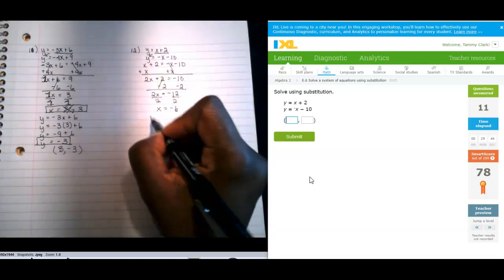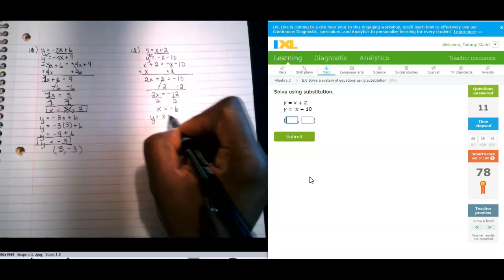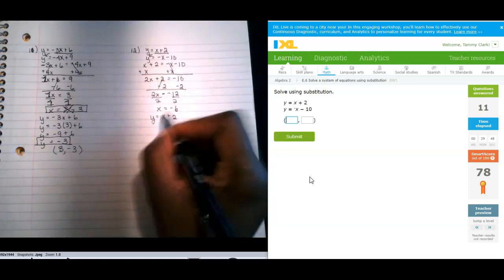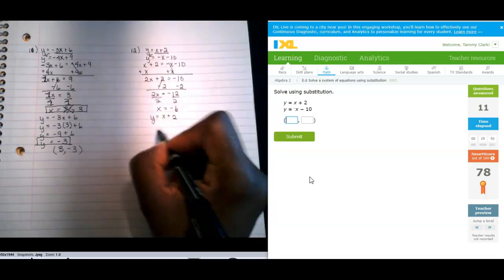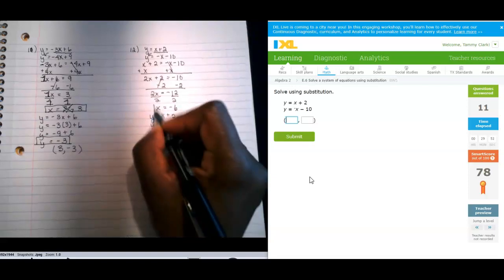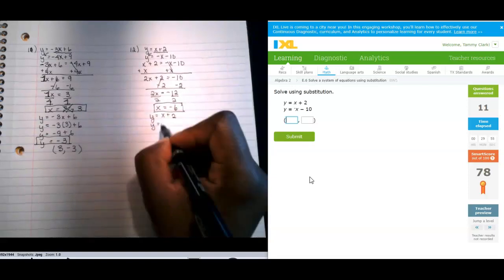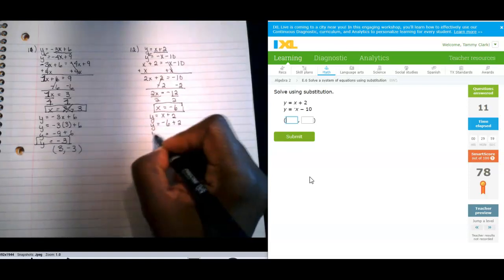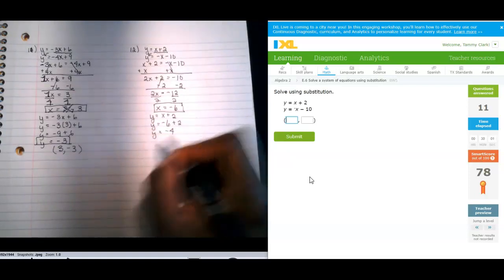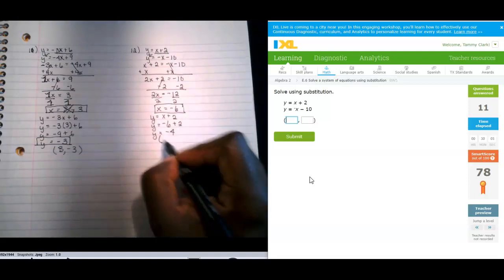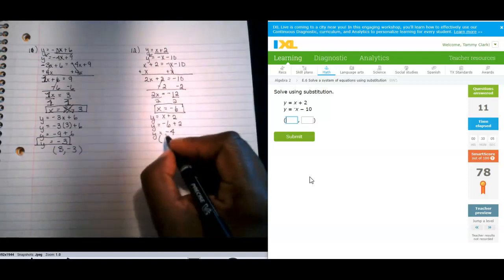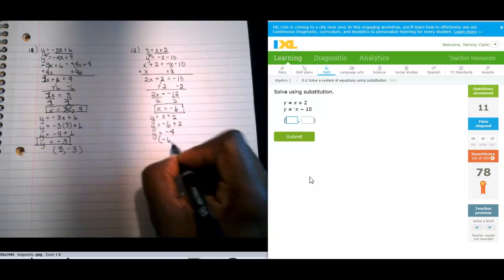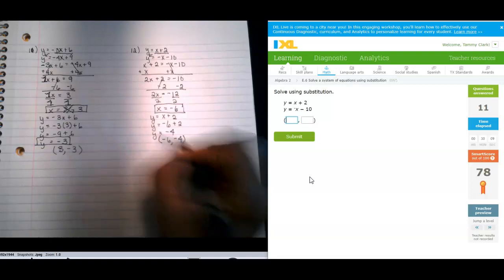Then I pick either equation. I'm going to pick the first one to find out what y is. So I've got y is equal to, well, if x is negative 6, I simply replace x with negative 6. Add 2. Y is equal to negative 4. Therefore, the ordered pair for my system of equations would be negative 6, comma, negative 4.